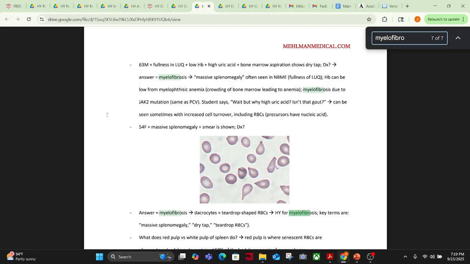Myelofibrosis is due to JAK2 mutation, same as polycythemia vera. The student says, wait, but why high uric acid? Isn't that gout? It can be seen sometimes with increased cell turnover, including RBCs, because the precursors of RBCs have nucleic acid.